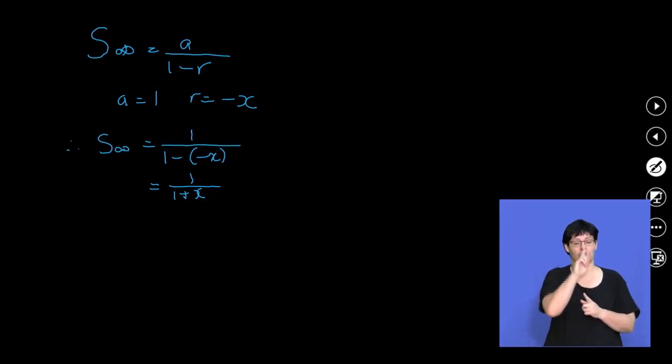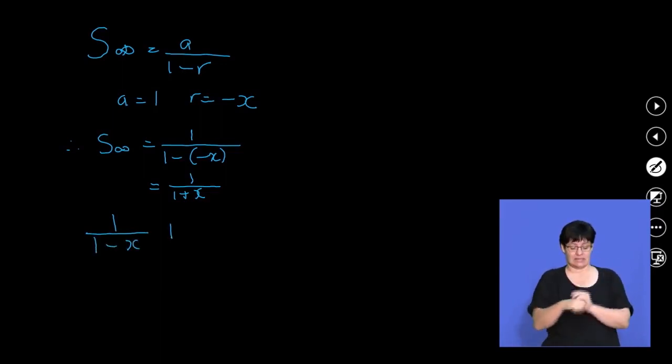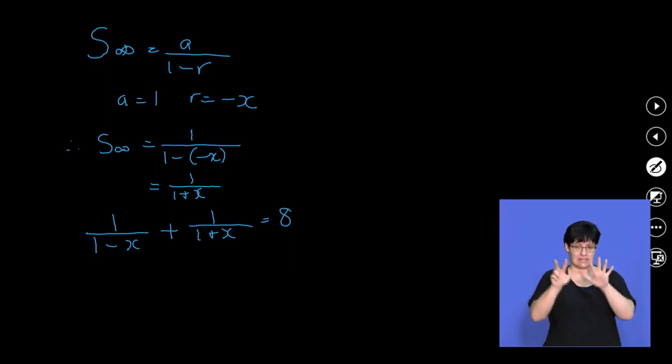So we're going to take the two sums to infinity and make them equal to 8. The first sum to infinity was 1 over 1 minus x, and the second is 1 over 1 plus x. We're going to make that equal to 8. And now we're going to solve for x.